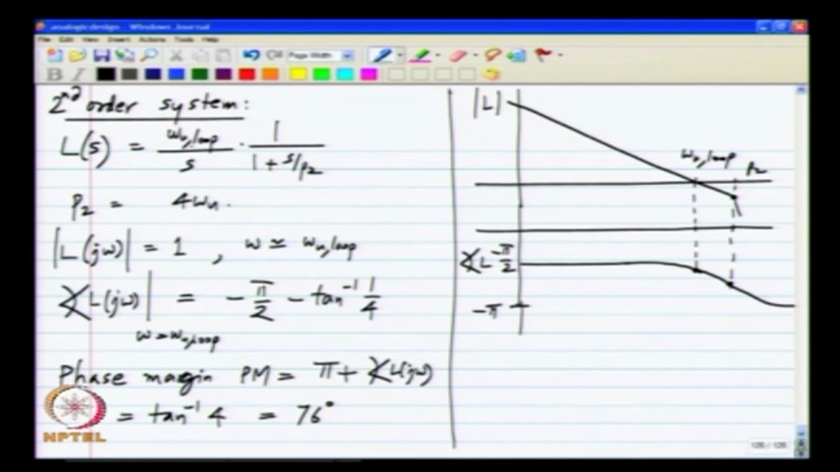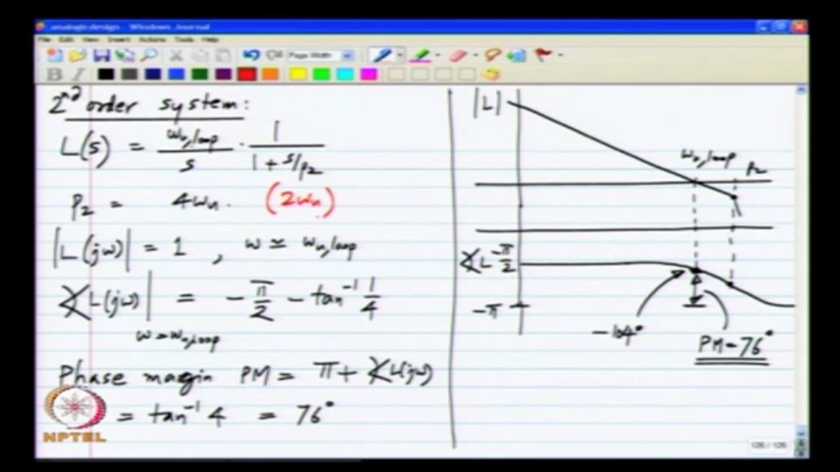Okay. And the phase angle at this point is minus 104 degrees, and the distance from minus 180 degrees, which is the phase margin, is 76 degrees. Okay. Similarly, we can evaluate for what happens when P 2 is 2 omega u instead.